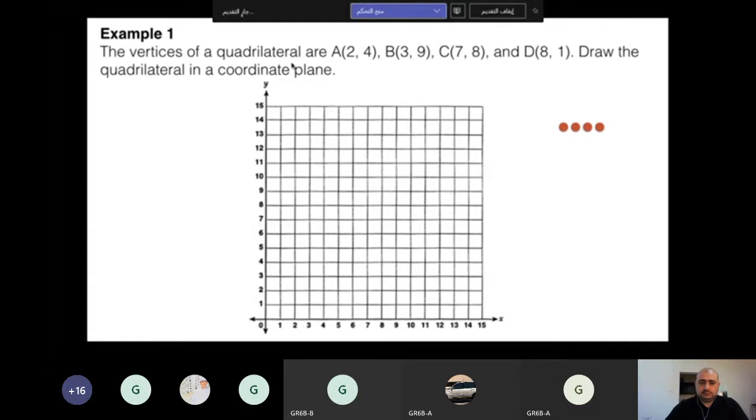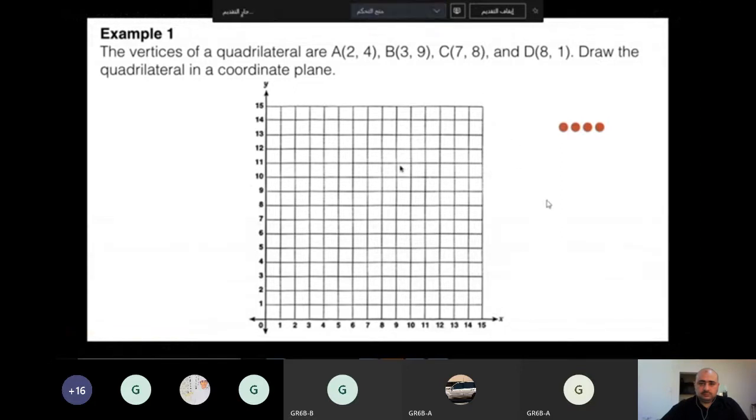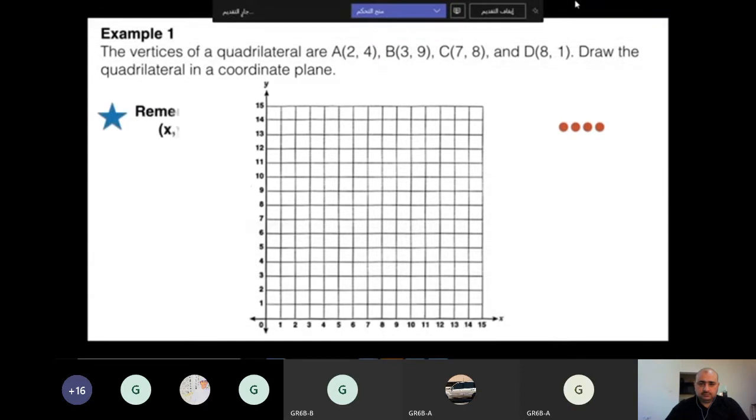The vertices of a quadrilateral are A at (2, 4), B at (3, 9), C at (7, 8), and D at (8, 1). Draw the quadrilateral in this coordinate plane. First, hopefully you remember that the most important thing is that the x coordinate comes first, then the y. So in A, this 2 is my x coordinate and that 4 is my y coordinate. I'm going to go over 2 and then up 4.